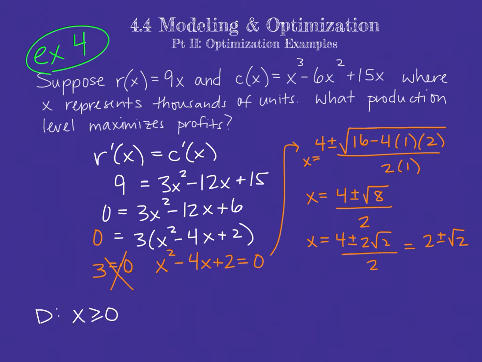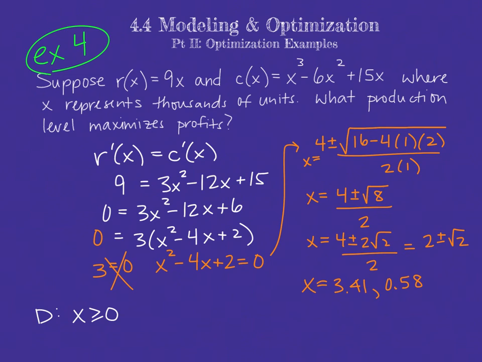But we don't have a maximum on x. It's not capped anywhere based on this problem. So we don't really have endpoints. We just know that x needs to be positive. So both 2 plus root 2 and 2 minus root 2 are positive values. Now I'm going to write these as decimals so we can see them a little bit better. Now, how can we test these two out? One of them could definitely maximize profits, but one of them could minimize profits and actually maximize losses.